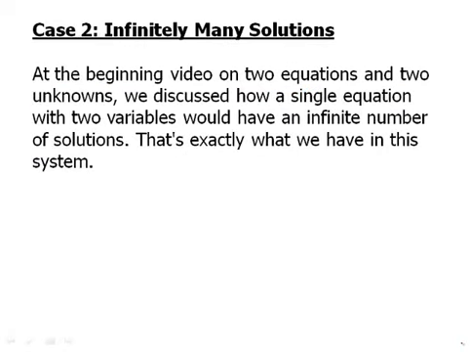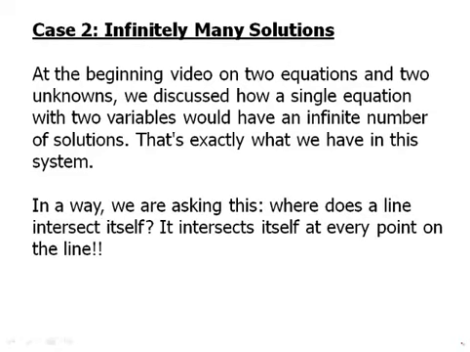At the beginning of the video on two equations and two unknowns, we discussed how a single equation with two variables would have an infinite number of solutions. That's exactly what we have in this system. It looks like two equations are written on the page, but really it is just two copies of the exact same equation. We really have only one equation, and with one equation and two variables, we have an infinite number of solutions. In a way, we're asking, where does a line intersect itself? It's as if we pick two random lines, and by the most unlucky chance imaginable, we just happen to pick the same line twice. And so it lands on itself and intersects itself in an infinite number of places.